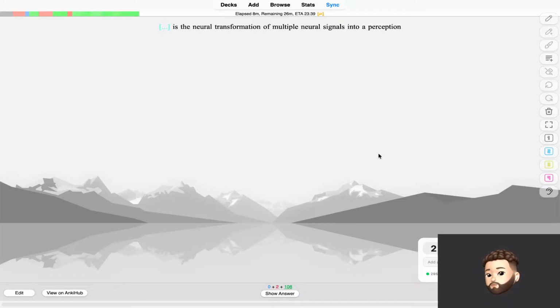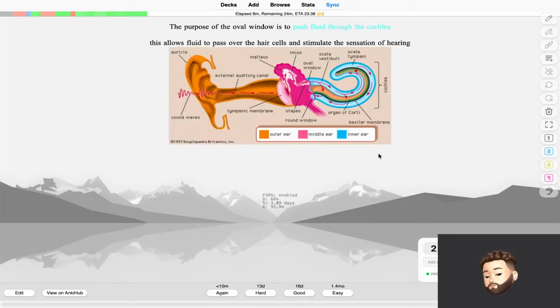Is the neurotransformation process. Narcolepsy. Purpose of the oval window is to push fluid through the cochlea.